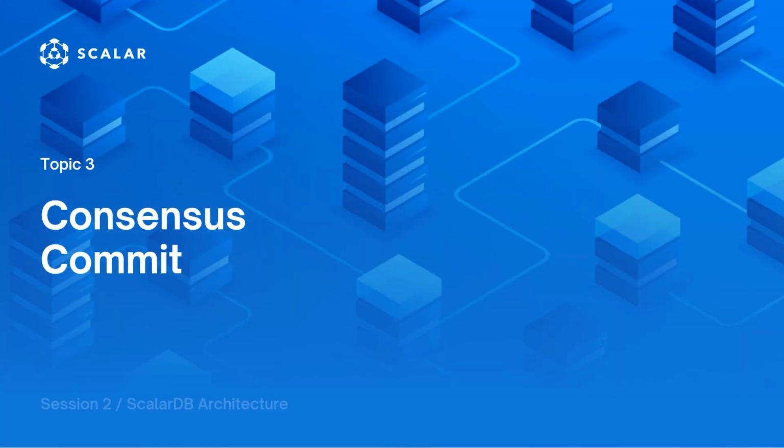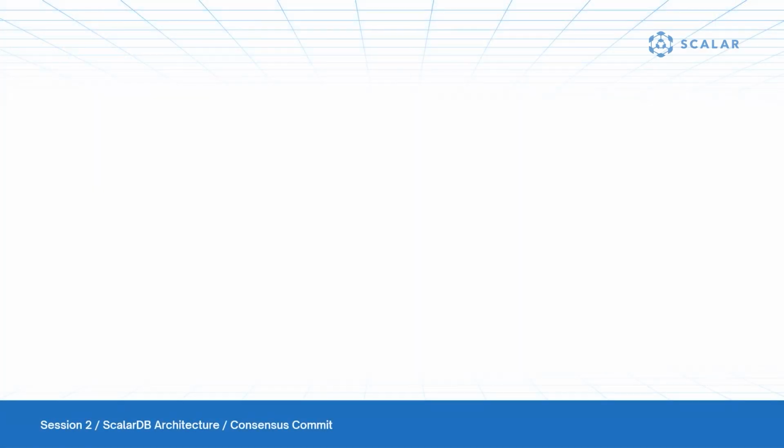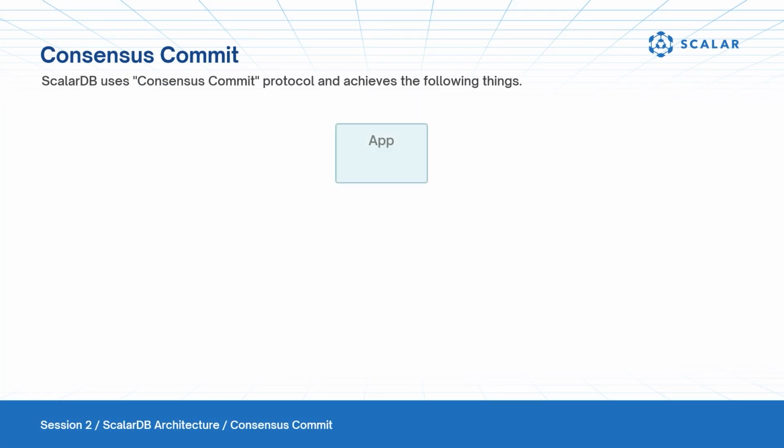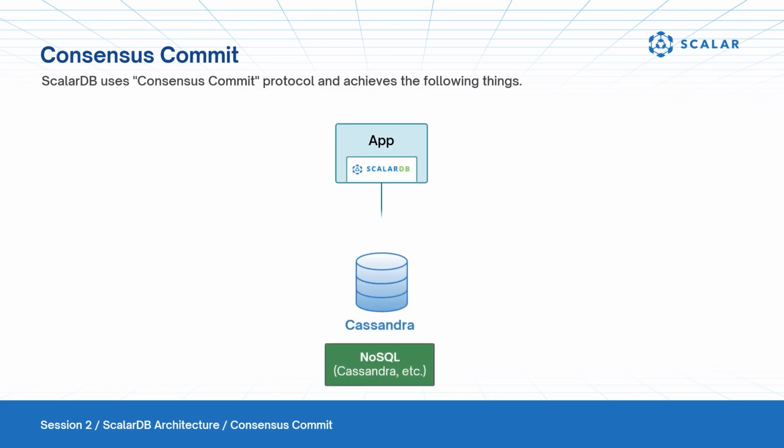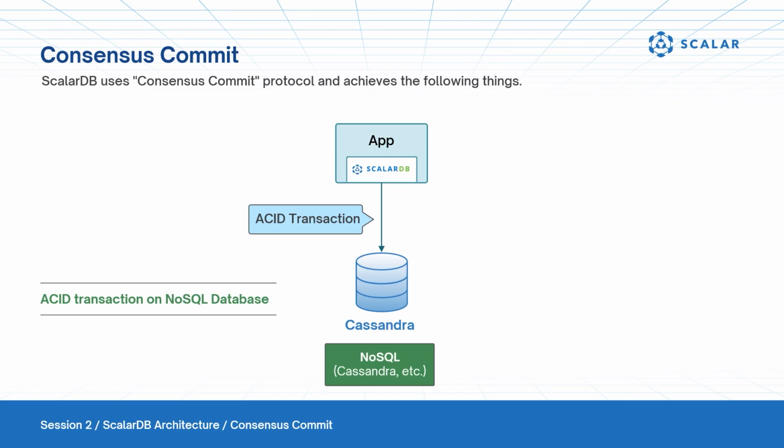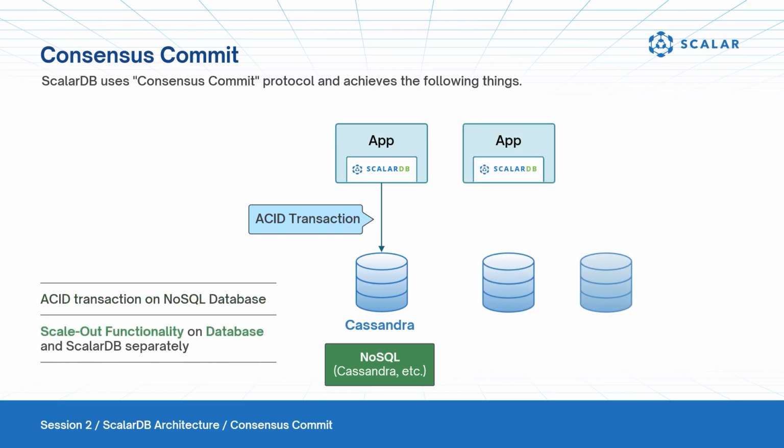Let us discuss consensus commit protocol. ScalarDB uses the consensus commit protocol and achieves the following things. It achieves ACID transactions on NoSQL databases. It also scales out functionality on databases.